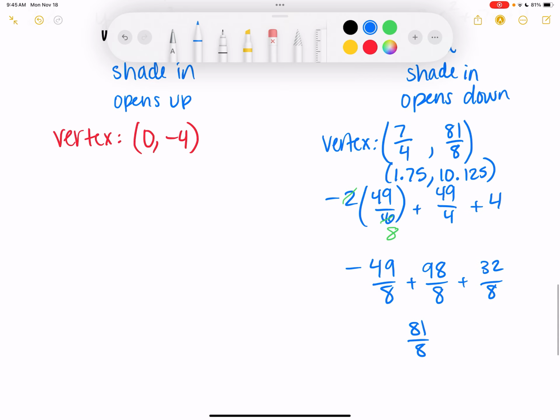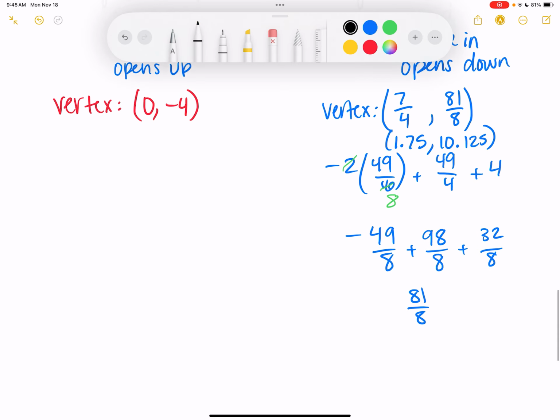Alright, so now I have enough information to graph these things. So I'm going to do one big graph here. Negative 4.